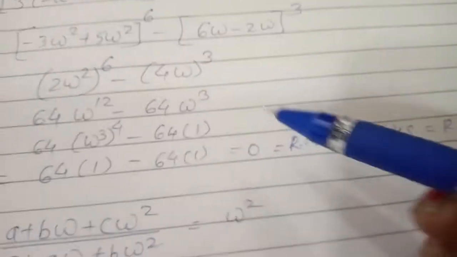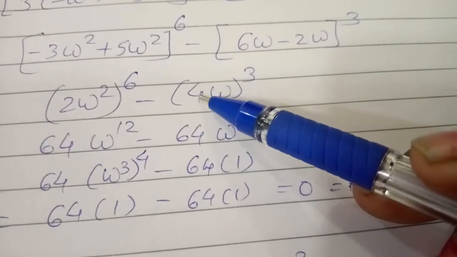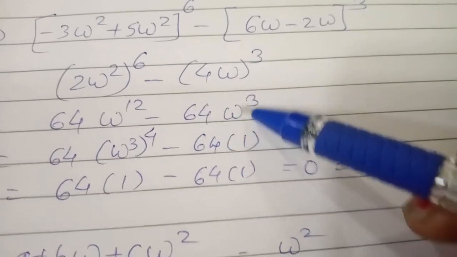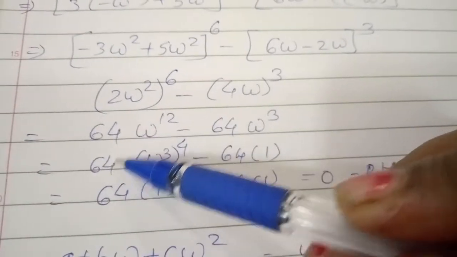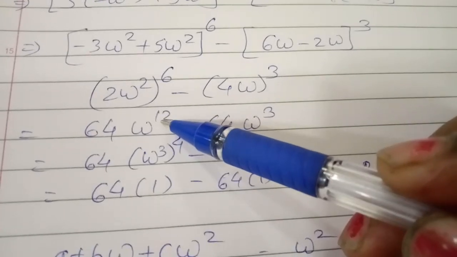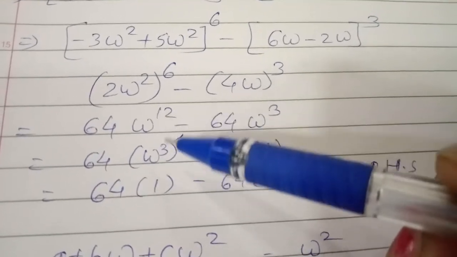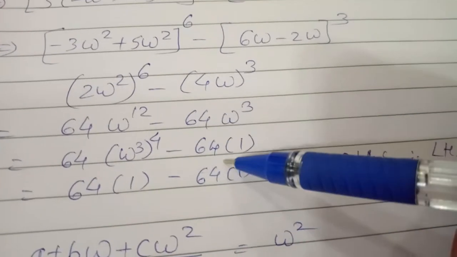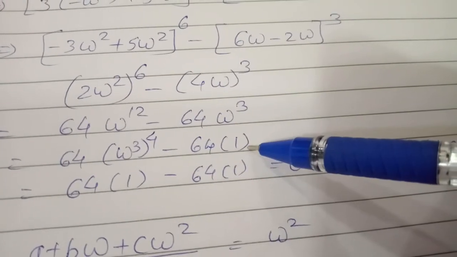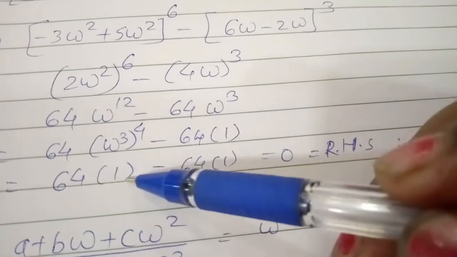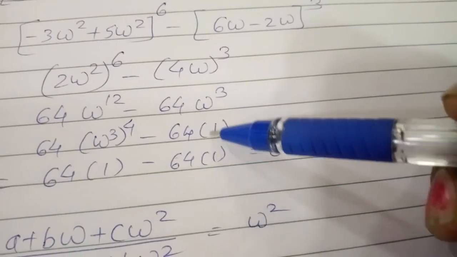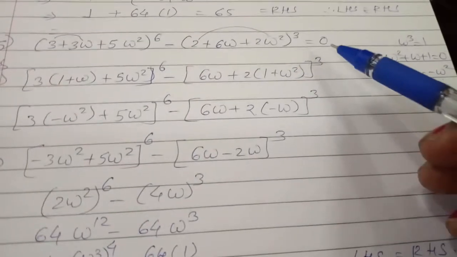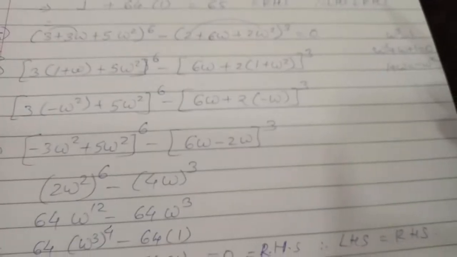So 2 raised to 6 is 64, and this omega square raised to 6 is nothing but omega raised to 12, and minus 64, that is 4 cube is nothing but 64, and omega cube is as it is. Now 64 keeping as it is, omega raised to 12 we can write this way, that is (omega cube) raised to 4, minus 64, omega cube is 1. So 64 into 1 and again 64 into 1, so the answer is 0, and that is nothing but the RHS, and so LHS equals RHS.